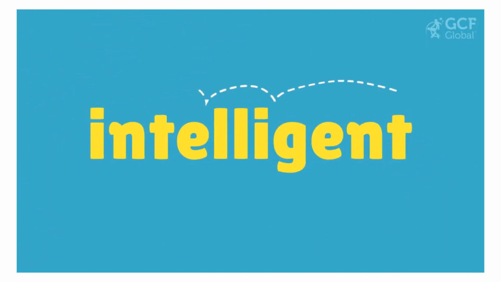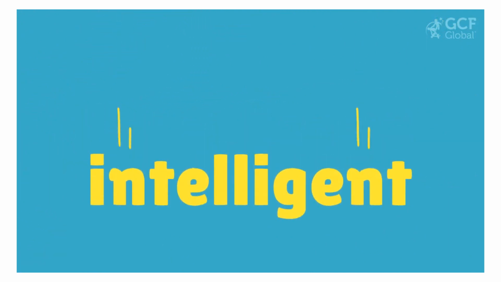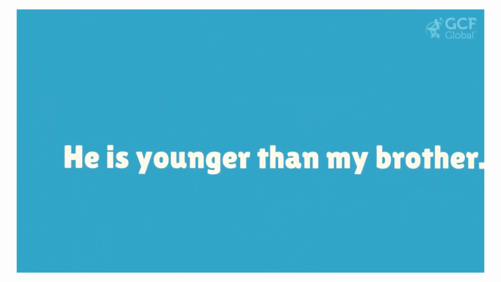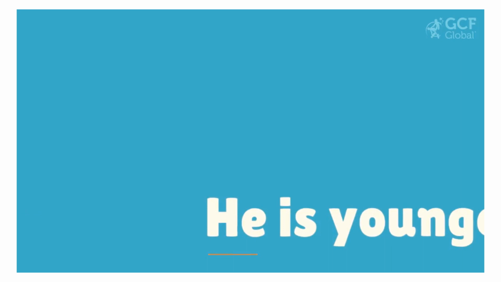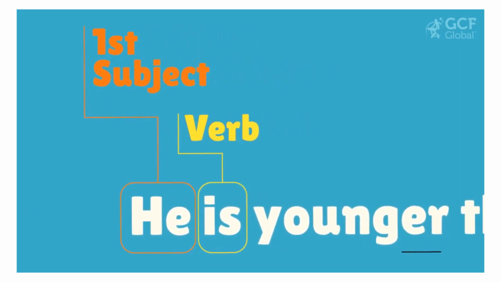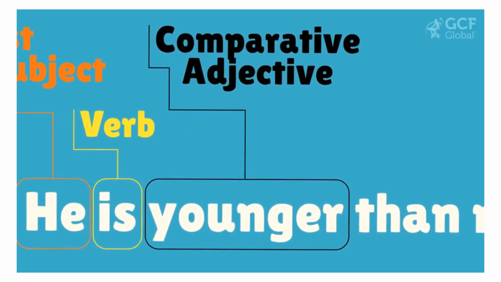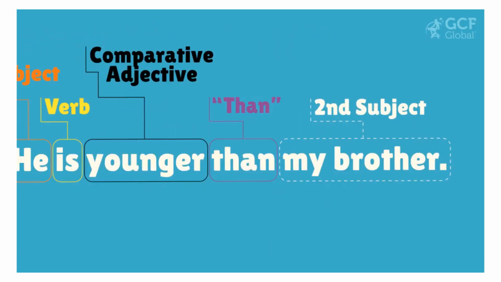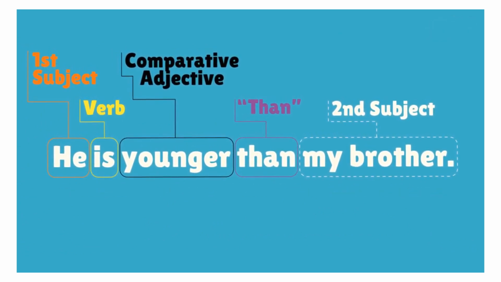Adjectives with 3 or more syllables form the comparative with the words more or less. My mother is more intelligent and less reckless than I am. Usually, we follow this formula to make a comparison: the first subject we are comparing, the verb, the comparative adjective, the word than, and the second subject. He is younger than my brother.